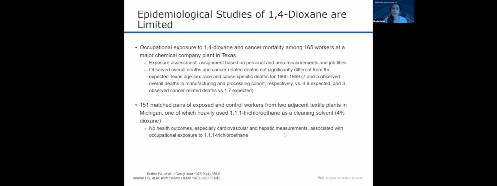I wanted to review some of the epi that has been done for this chemical, and it's quite sparse. There are 4 studies that I'm aware of that I'll describe briefly here, and 3 of them are occupational studies. The first one is a workplace study in a chemical plant in Texas of 165 workers. The exposure assessment was assigned by experts who gathered information about job titles and tasks, and combined that with information from monitoring data that was available for that workplace.